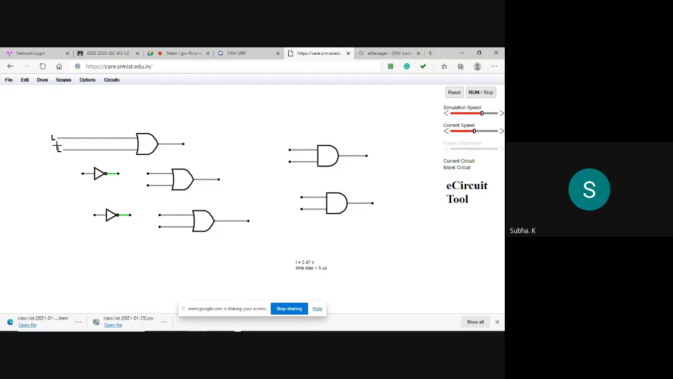Next, I have to give B complement and C complement. So let this be my B complement, and this is my C complement. Understood? So this is my B input, this is my C input, this is my A input, this is my A, D input. B, C. So the output here will be B complement, and here it will be C complement. Understood?